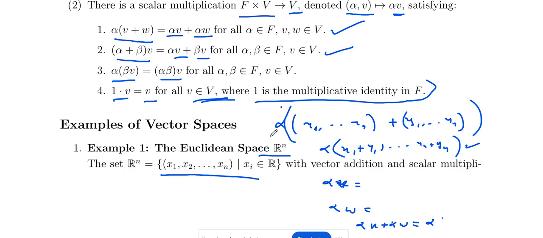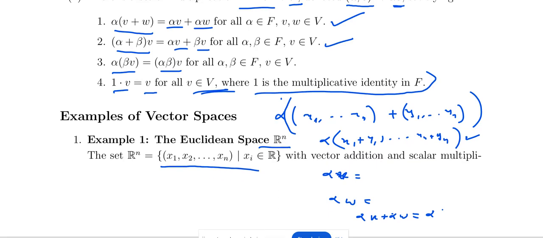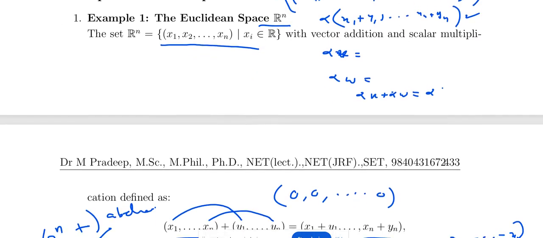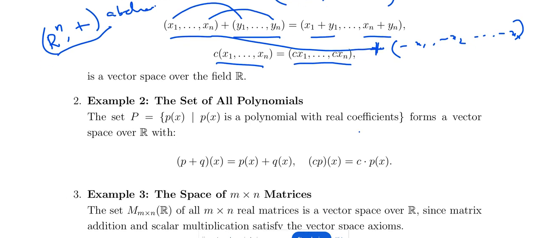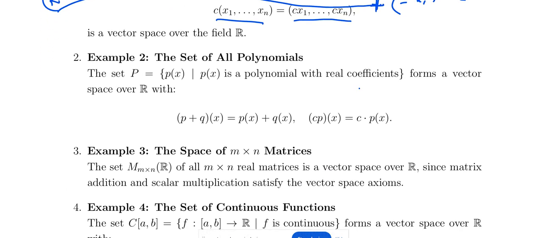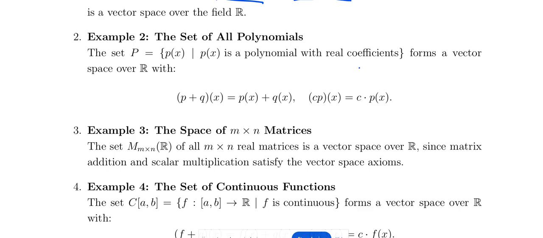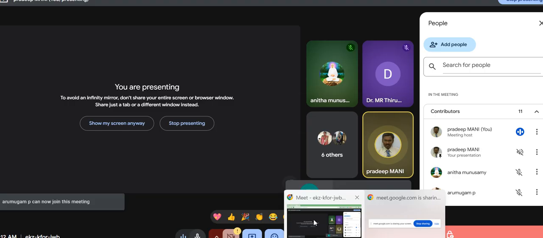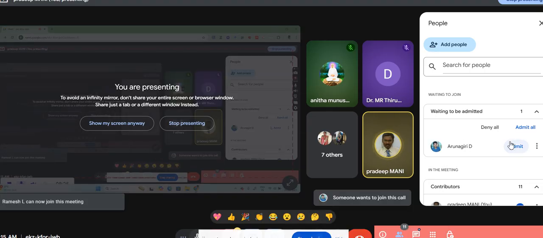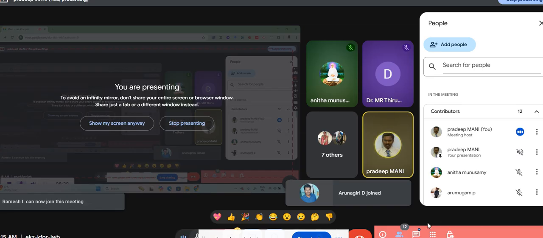So if all properties are satisfied, this is the example for that: R power n, Euclidean space. R power n is the example for a vector space over the field R. The field F means the set of real numbers. So vector space is in your syllabus, so definitely I must keep vector space and its examples.